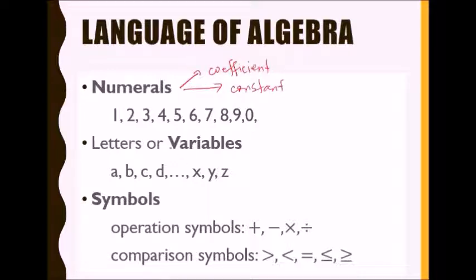Then the letters or variables. Then also the operational symbols: plus, minus, multiply, and divide. Then comparison symbols. These comparison symbols we will not see yet for now. We will start with expressions first. We will only get to comparison symbols when we are in equations or inequalities.